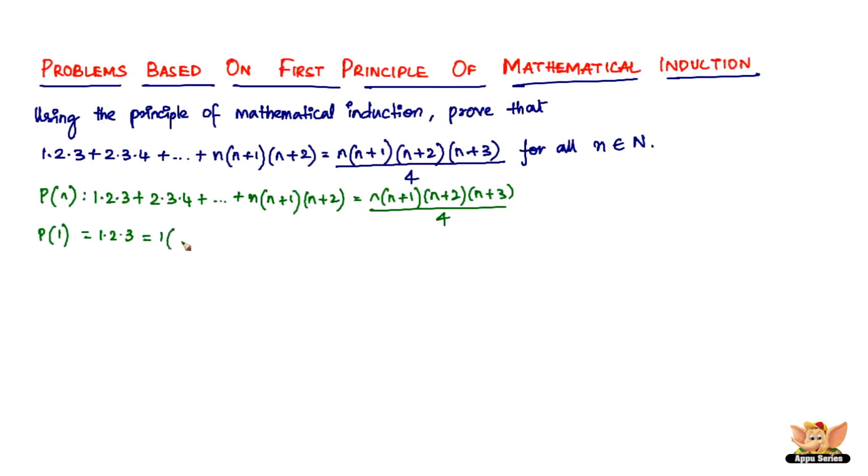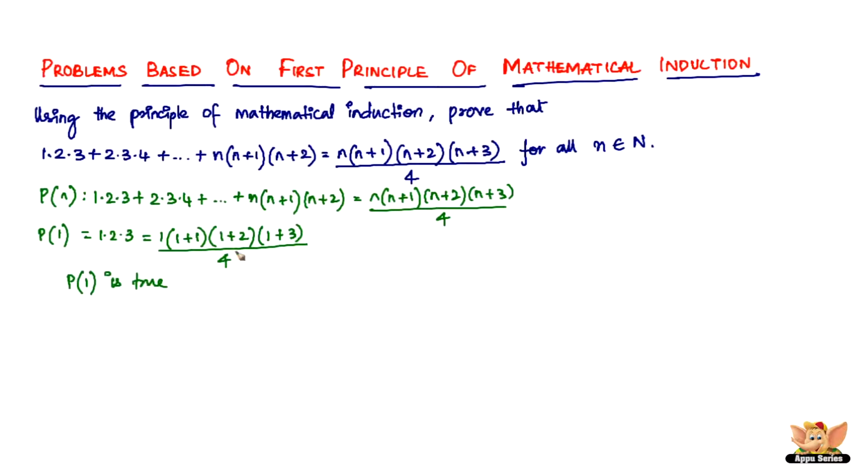So 1 times (1 plus 1) times (1 plus 2) times (1 plus 3), the whole divided by 4, which is equal to, okay, 1 times 2 times 3 is nothing but 6. Now we just have to see if this is 6. So 1 plus 1 is 2, 1 plus 2 is 3, 1 plus 3 is 4. So 2 times 3 times 4, the 4 and 4 get cancelled. 2 times 3 is 6. So therefore P of 1 is true.